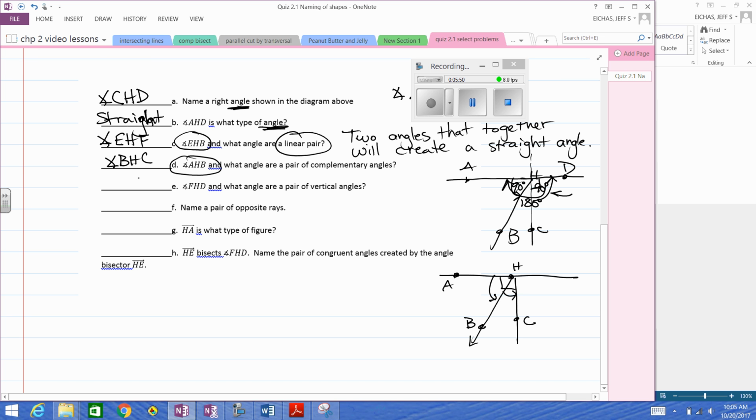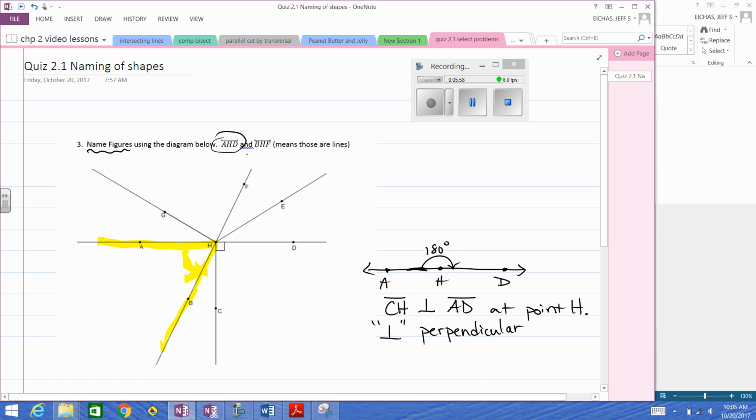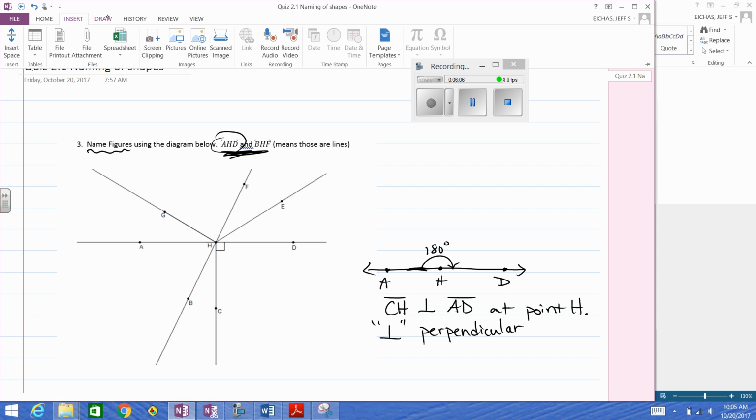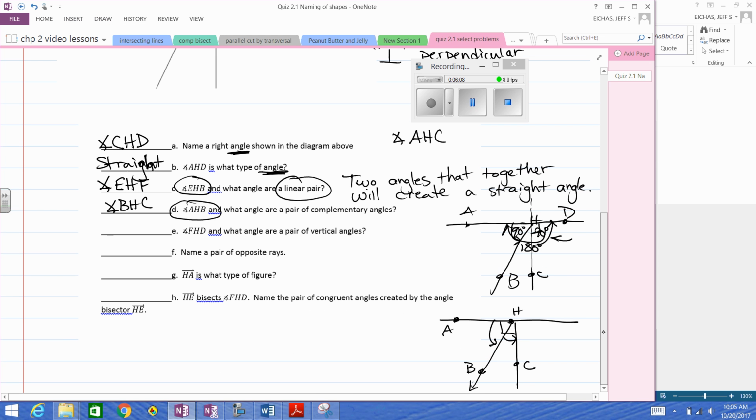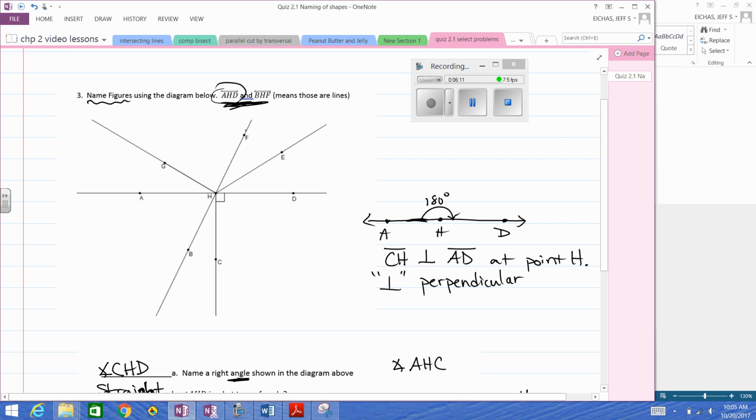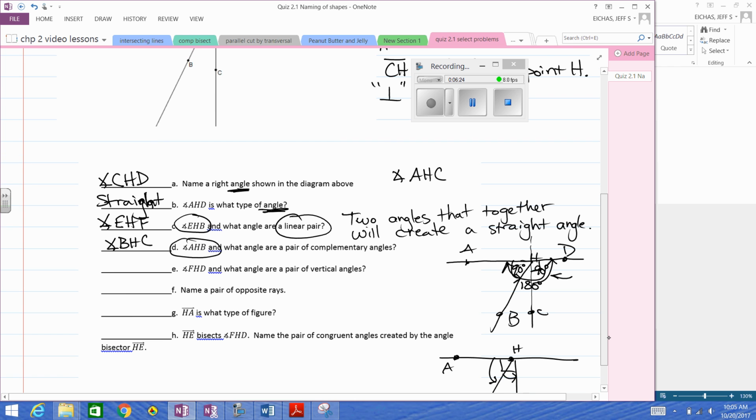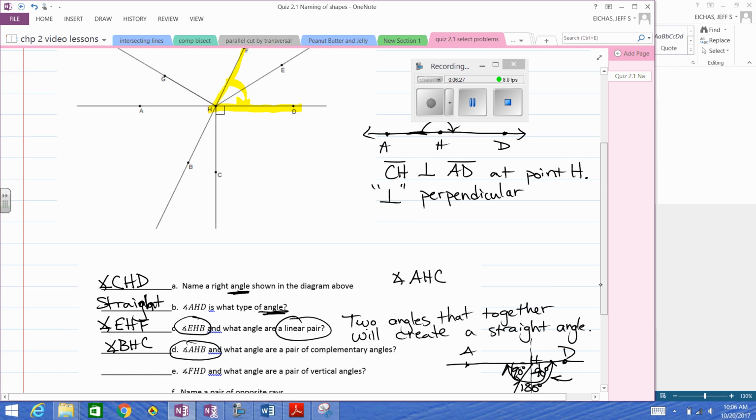All right, next, angle FHD. And what angle are a pair of vertical angles? That's essentially the point of these statements. That's what we're talking about right there. So let's take a look. Why is this fact important? Because if we talk about angle FHD, let's follow that path. FHD, that's the angle from here to here. What we've got to find is a line to work with. Oh, yes, sorry. Vertical angles.